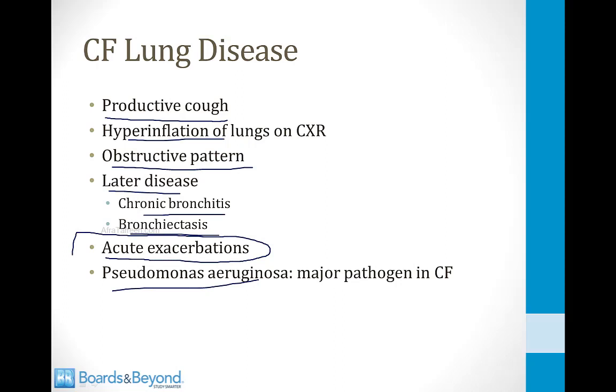And when you do pediatrics rotations in the hospital, you'll often see CF children who have been admitted for an acute exacerbation of their disease. They need antibiotics and oxygen until they get over the acute illness.